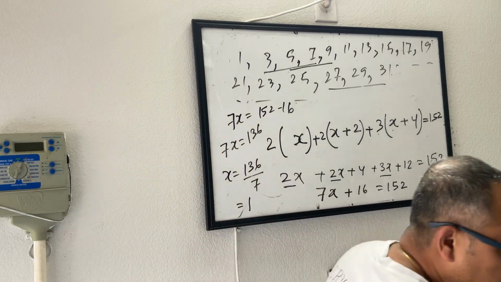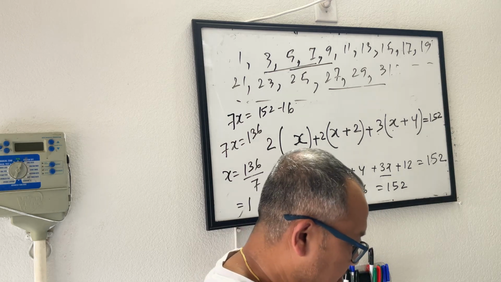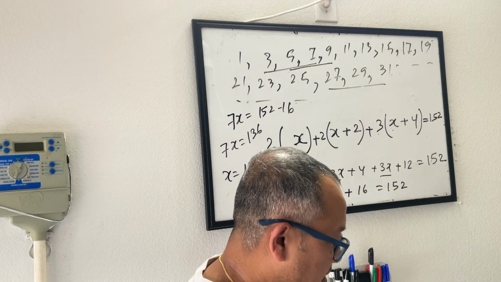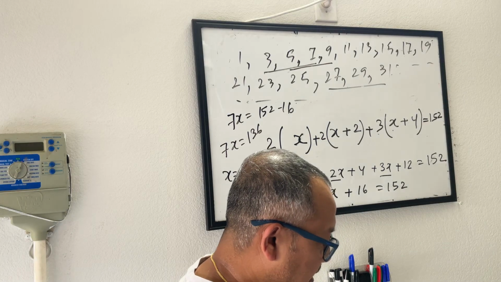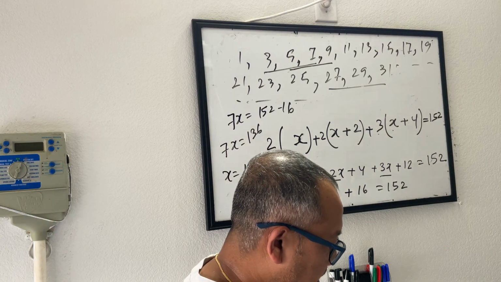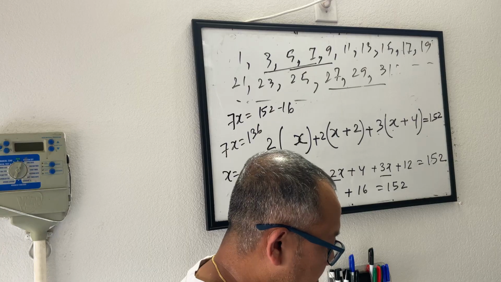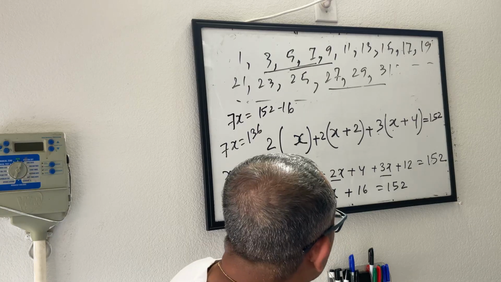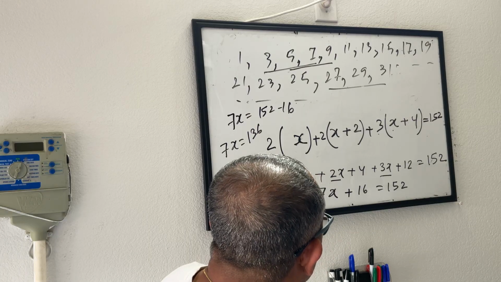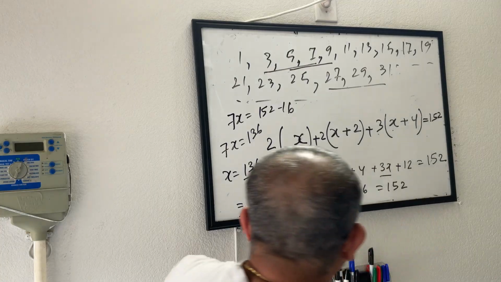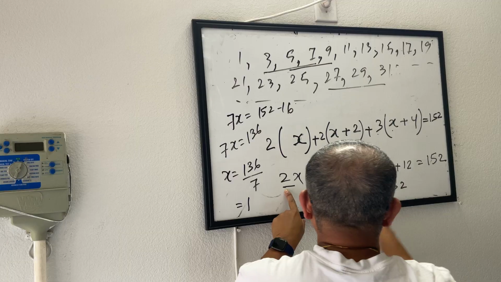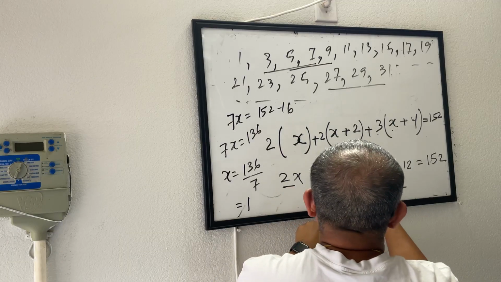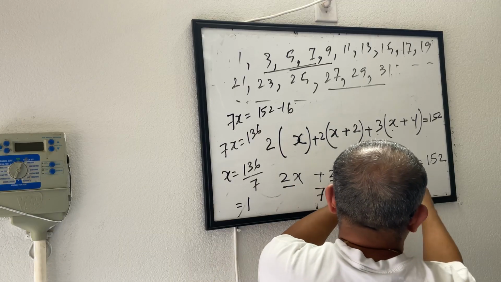Wait, that's not right. Let me read the question one more time, unless I'm missing something. Sum of twice the first and second and 3 times the third is... oh, okay, my bad. So 2x plus 2x plus 3x is 7x. 4 plus 12, 30.